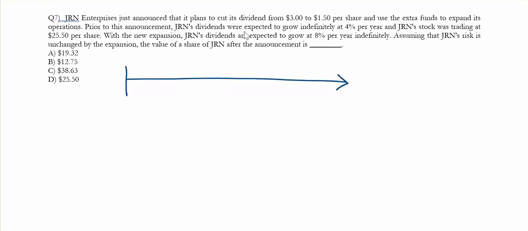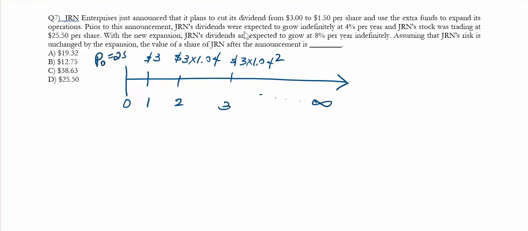Alright. So since it says that it's going to plan to cut its dividend, that means that originally the dividend was going to be $3 and growing at 4%. So this was the original plan. Now, with the market expectation that this is the plan, the price for the stock is $25.50. Now this implies a certain required rate of return by investors.